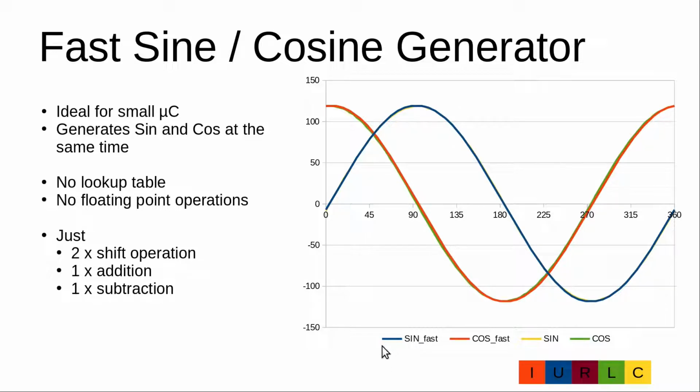As you can see, the values sine fast and cosine fast, which are calculated with the algorithm, are very close to the values from sine and cosine, which are calculated with the normal function calls.